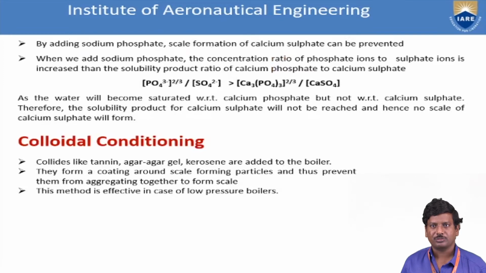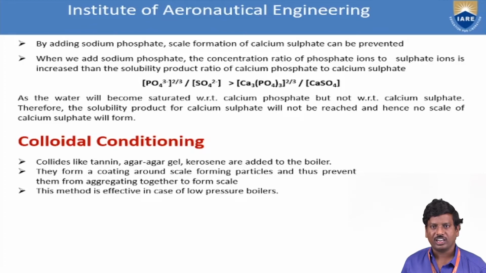When we add sodium phosphate, the concentration ratio of the phosphate ions to sulphate ions is increased beyond the solubility product ratio of calcium phosphate to calcium sulphate. That means the phosphate ion to sulphate ion ratio is greater than that of calcium phosphate to calcium sulphate. Later, it will be saturated with respect to calcium phosphate but not with respect to calcium sulphate. Therefore, the solubility product for calcium sulphate will not be reached, and hence no scale of calcium sulphate will form. Saturation means the solubility product of the water should be equal to the ionic product of the water. So that is the meaning of saturation.